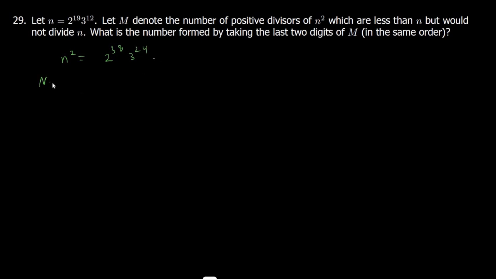If I talk about the total number of divisors of n squared, it will be (38 plus 1) times (24 plus 1), which is 39 into 25. 25 times 9 is 225, carry 22. 75 plus 22 is 97, so it is 975. Now we want the number of positive divisors of n squared which are less than n.